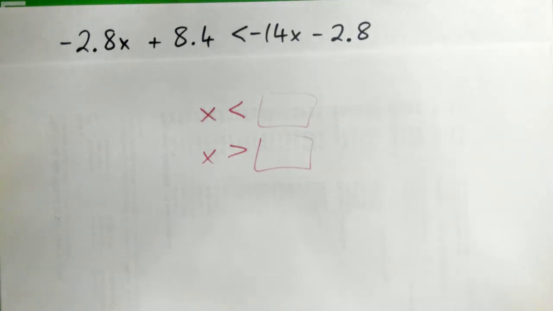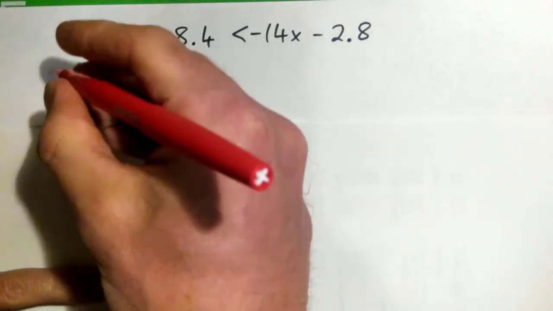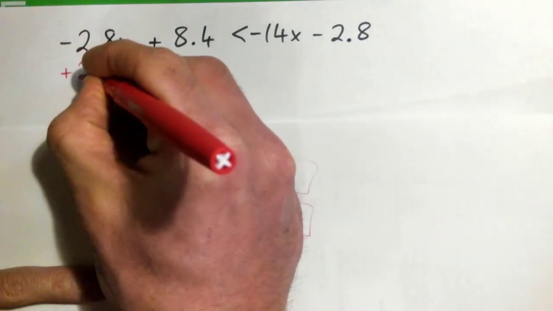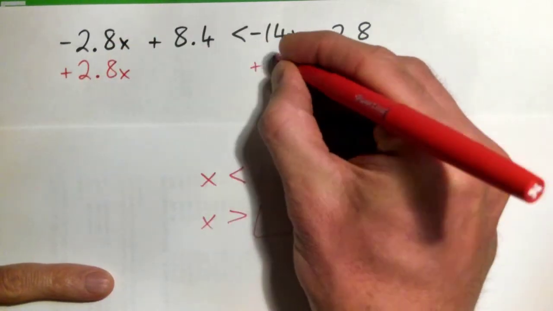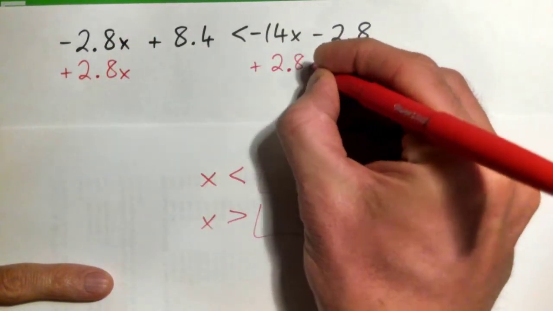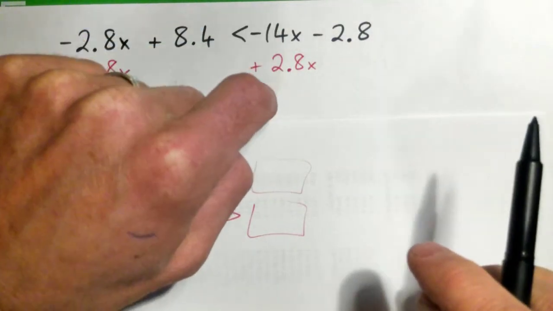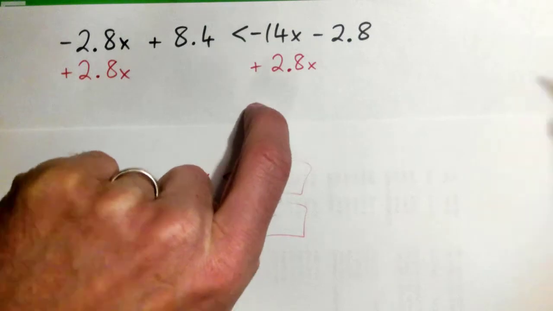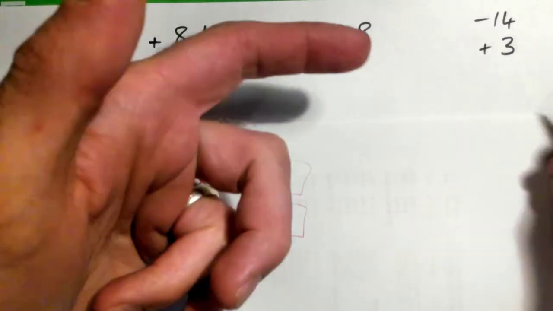And let's see, just to be awkward, I'm going to just add 2.8x to both sides, okay? Add 2.8x. Right. Now that's a negative 14x plus 2.8, all right? So just for fun, what's negative 14x plus 3? Because 2.8 is almost 3, right?